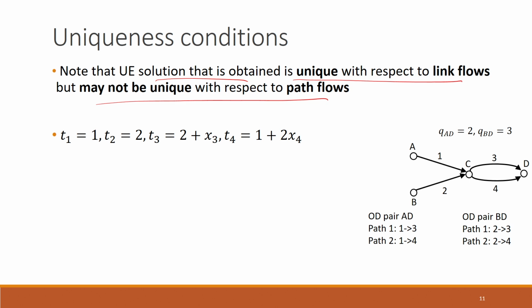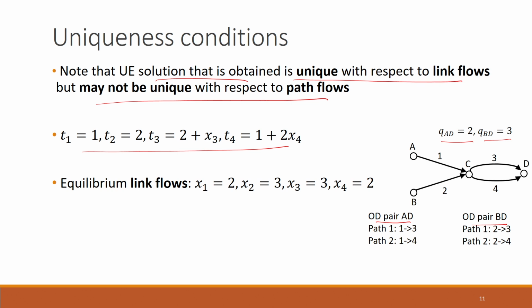Suppose we are considering this example where we have 4 links. The travel time functions are shown here, and it is given that the demand from origin A to destination D is 2 units, and the demand from origin B to destination D is 3 units. Now we have seen this kind of network before also. Here there are 2 paths for every origin and destination. Now suppose we have to determine the user equilibrium solution.